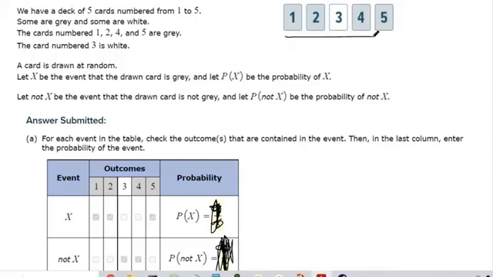There's just 5 cards in the deck: 1, 2, 3, 4, 5. Some are gray and some are white. It looks like 3 is the only white card. The other ones are gray cards.